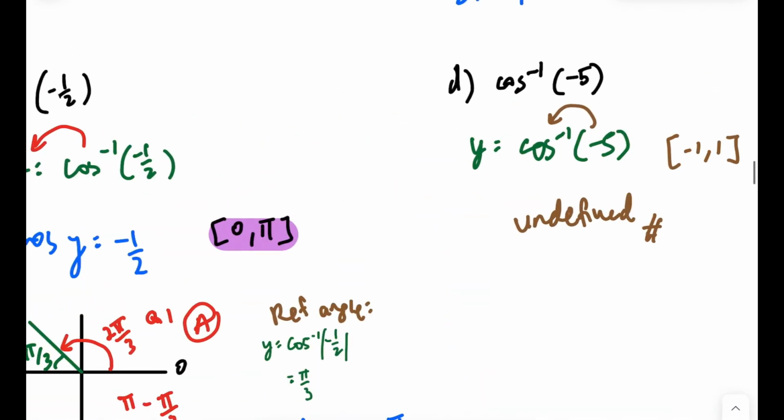Now let's see question D, inverse cos of negative 5. Let y equal inverse cos of negative 5 first. We need to take care of the domain for inverse cos. We know that it must be within negative 1 until 1. So negative 5 is way before negative 1. So just write your answer as undefined.